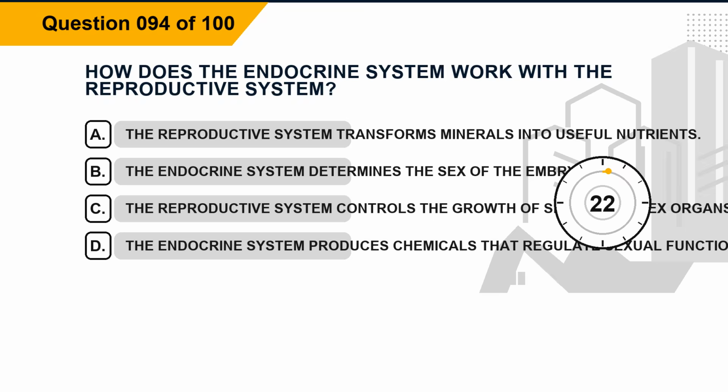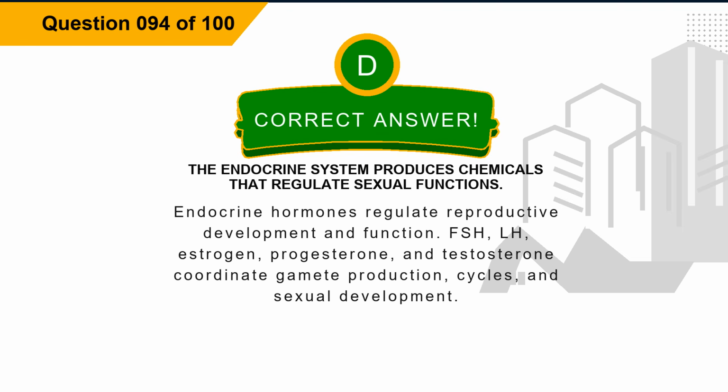Question 94. How does the endocrine system work with the reproductive system? Option A, the reproductive system transforms minerals into useful nutrients. Option B, the endocrine system determines the sex of the embryo. Option C, the reproductive system controls the growth of secondary sex organs. Option D, the endocrine system produces chemicals that regulate sexual functions. The correct answer is option D. Explanation. Endocrine hormones regulate reproductive development and function. FSH, LH, estrogen, progesterone, and testosterone coordinate gamete production, cycles, and sexual development.